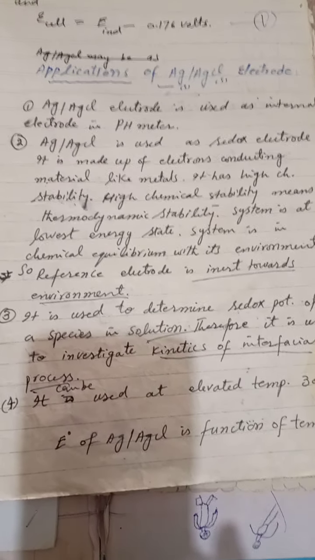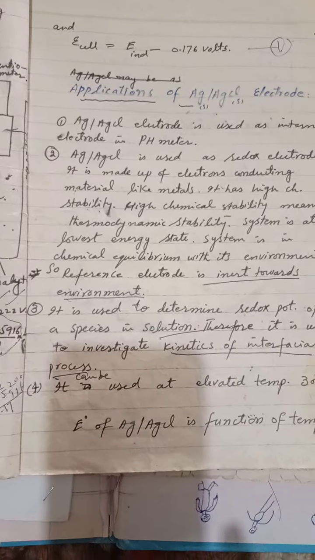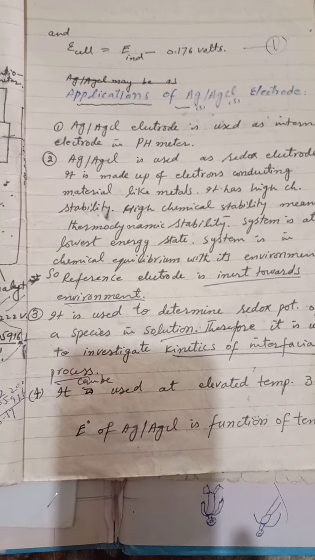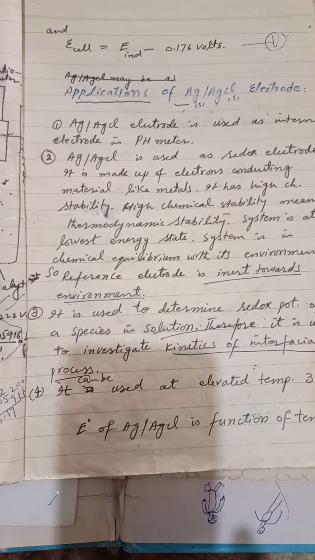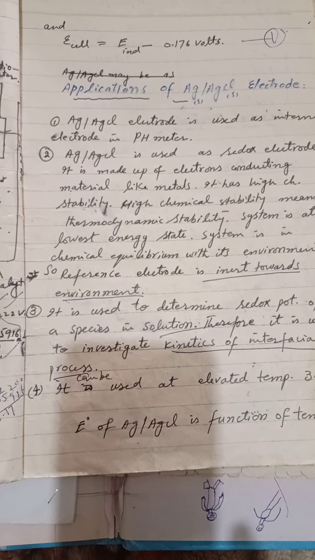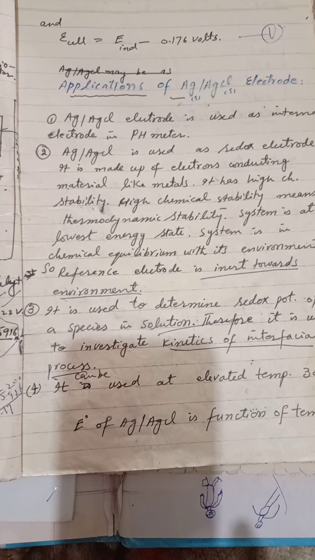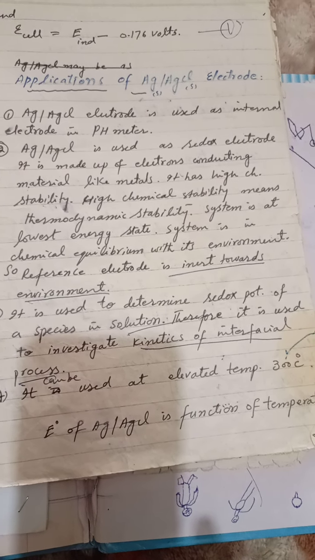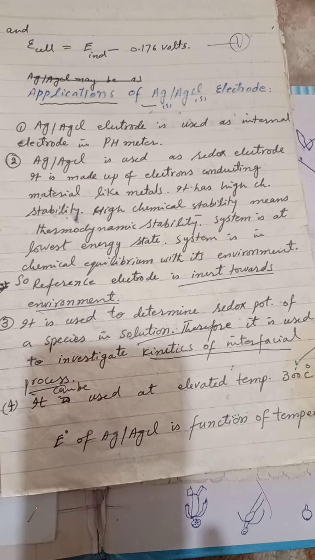Applications of the silver electrode. The silver electrode is used as an internal reference electrode in a pH meter. The silver electrode is used as a redox electrode.